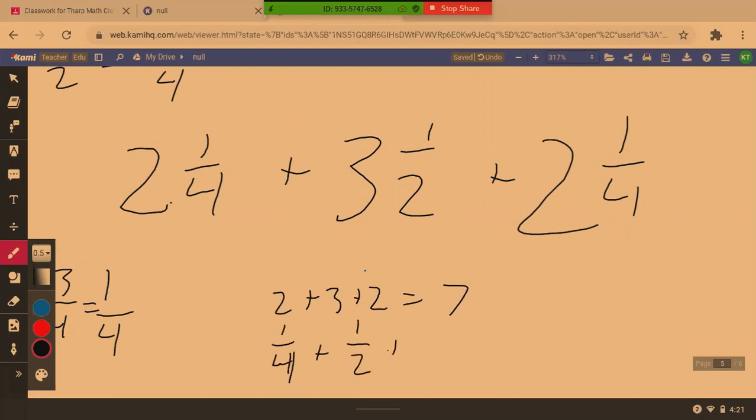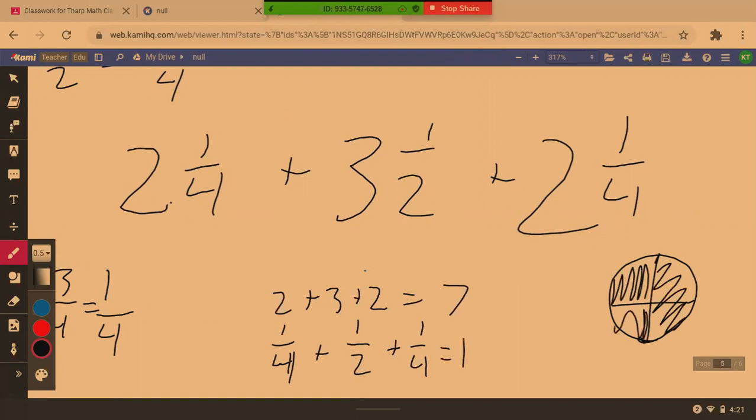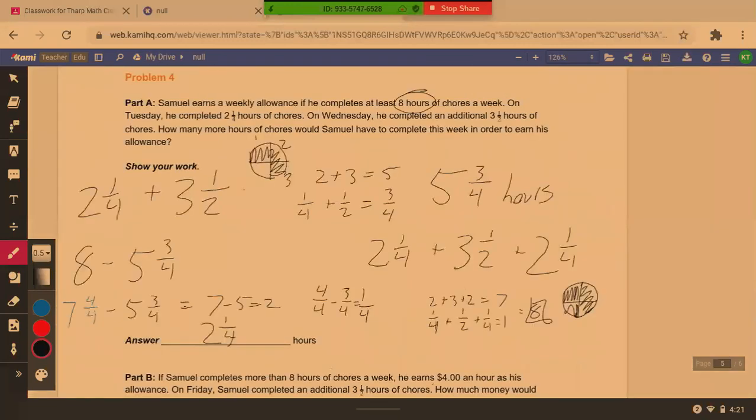plus 1/2 plus 1/4. So if I had a pie, it was cut into 4 pieces. 1/4, you told me a half, and another 1/4. That's 1 whole. 7 plus 1 equals 8. And remember, that was the goal. He had to reach 8.